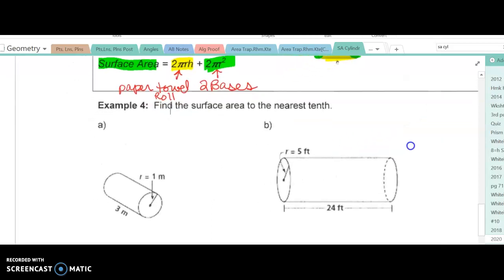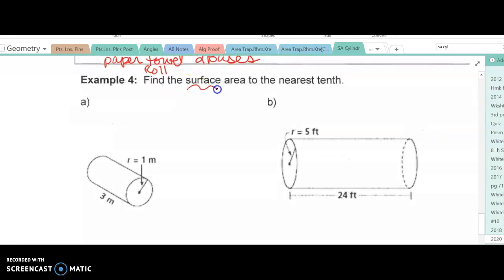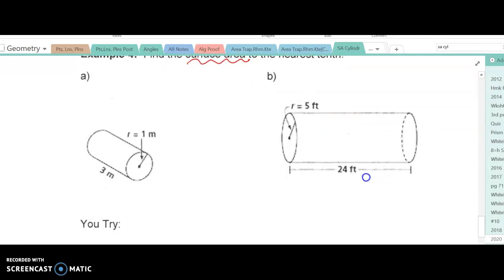Okay, so here we go. In example 4, it says find the total surface area to the nearest tenth. So our formula we know is going to be 2 times pi times r times h plus 2 pi r squared. And I know we're still getting used to all these letters in the formula, so r stands for radius, and h stands for height. Height being the distance between the bases.